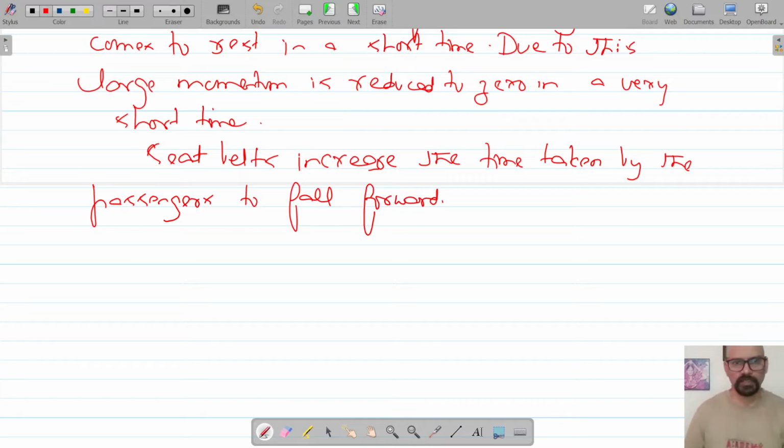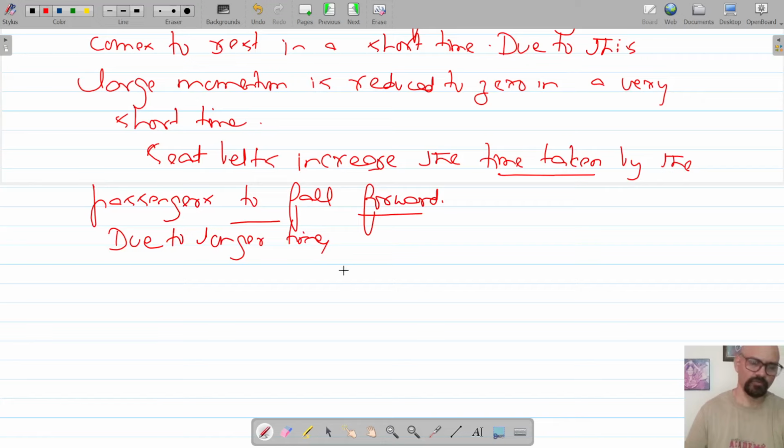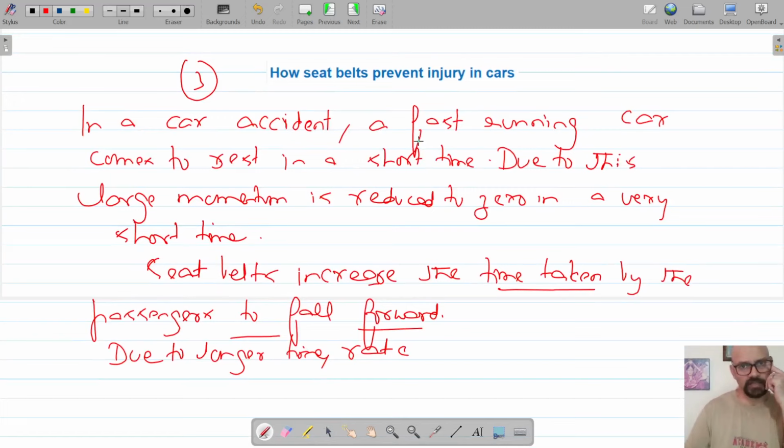Due to this, the seat belt increases the time taken by the passengers to fall forward, and because of this longer time, what is going to happen? The rate of change of momentum is reduced. So there are two cases. The fast car is in an accident. The fast running car comes to rest. Its large momentum is reduced to zero in a very short time.